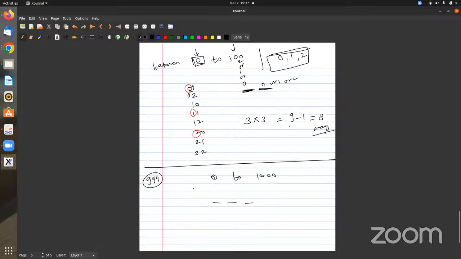Similarly, if I wanted to do it for 0 to 1000, the maximum number I can reach is 999, and the minimum number should be 001, correct? Yes. In between, right? So I have to fill these 3 places, using, let's say, 0, 1, 2. How many ways are there to fill each place? 3. Again 3 into 3 into 3, so it will be 27, minus 1. Minus 1 for what? This case, 0, 0, 0.